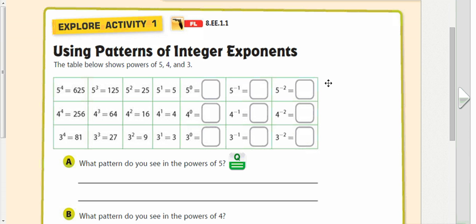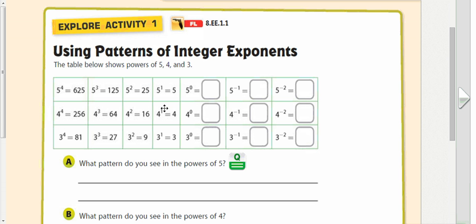Hey, this is Mr. Jared, and I want to go ahead and walk you through this explore activity to introduce us to exponents and integer exponents. So what we're supposed to do is complete this table here, and doing that we'll learn what the different rules are for exponents. So let's go ahead and do that.